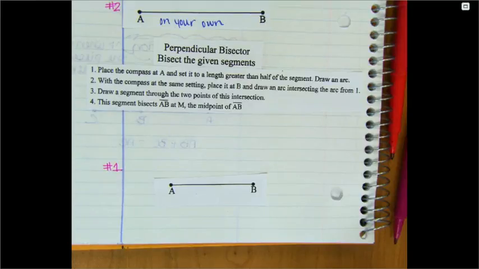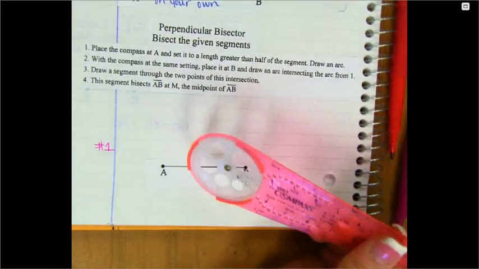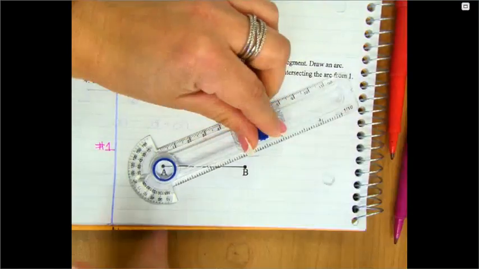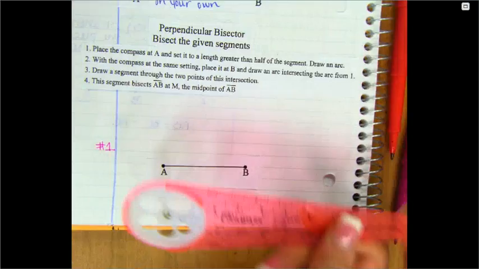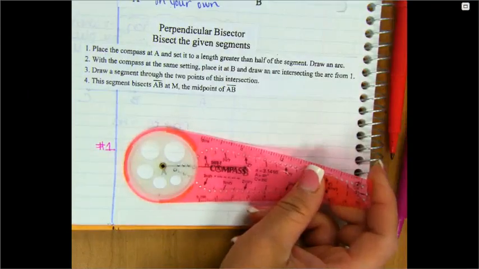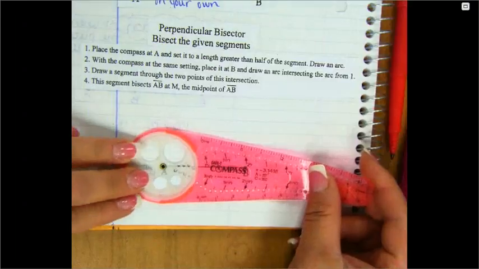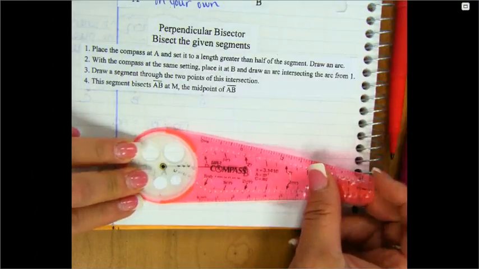You're going to take your compass and place it at A. That means put the gold part at A, or if you have the other one, you're putting the little X at A. Do you understand? Anytime I say place it on something, you're talking about this piece, or this piece. Understood? Okay, so it says place it at A, and set it to a length greater than half the segment.